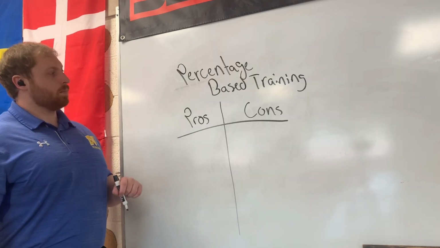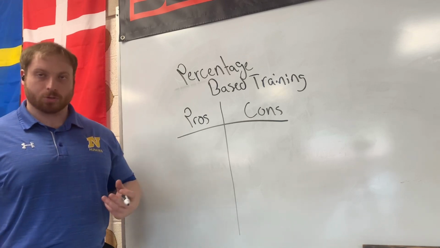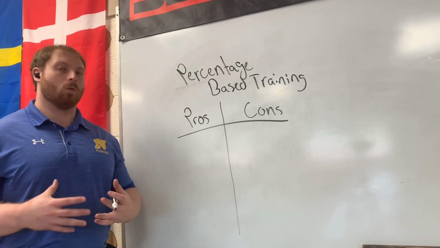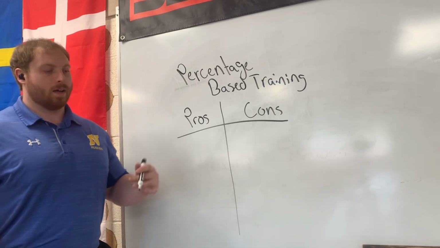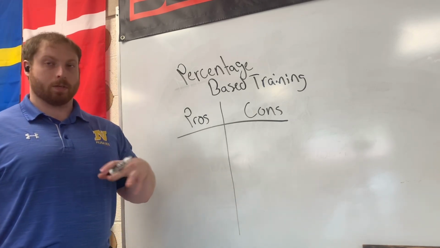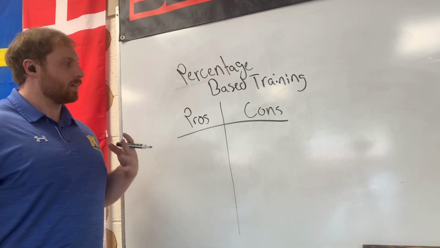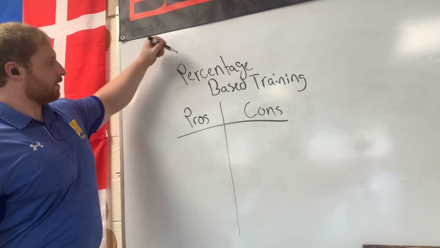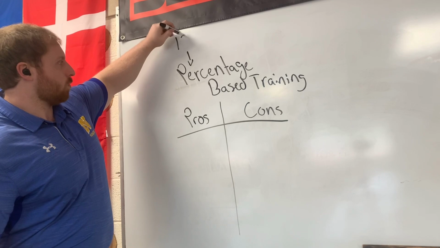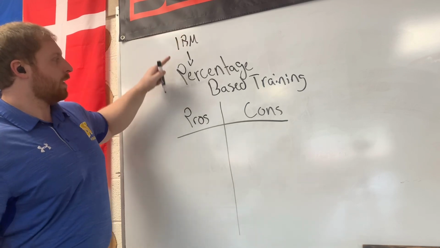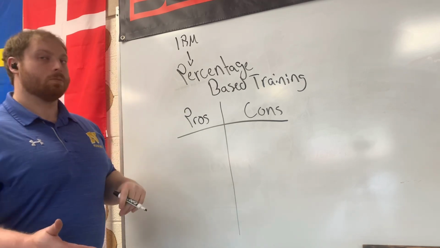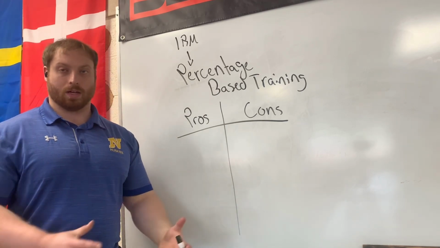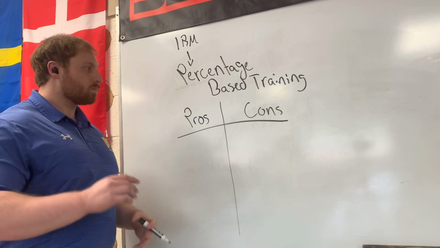Alright, so first up I want to take a look at percentage-based training. I would say this is the more old school approach to setting up a training program. It fits with linear periodization very well because essentially you're taking a percentage of your 1 rep max, and so multiplying this percentage times your 1 rep max to give you a number to put on the bar.